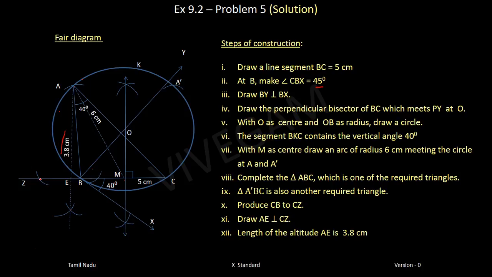With this as a center and 3 centimeters radius, draw this arc. With this as a center and radius of 3 centimeters, cut another arc. These two arcs will cut each other at one particular point. Join A to this point. That is a perpendicular line, so that will be the perpendicular to CZ, and it intersects CZ at a particular point E. So draw AE perpendicular to CZ, and this is the altitude. You measure this altitude AE, which is 3.8 centimeters if you have done it correctly.